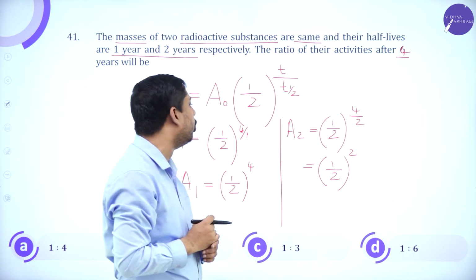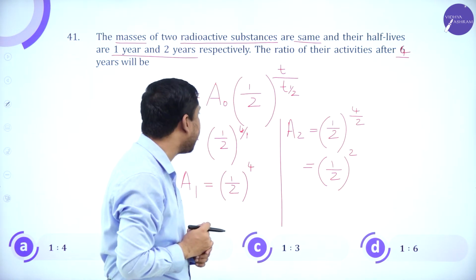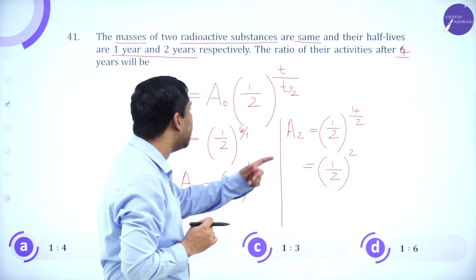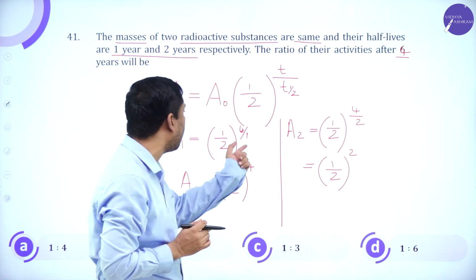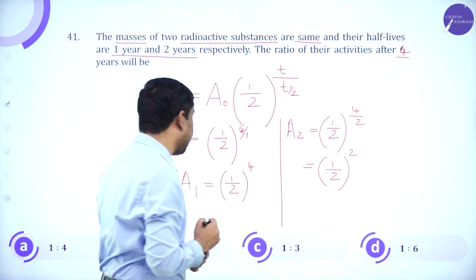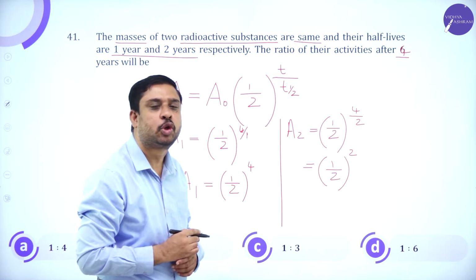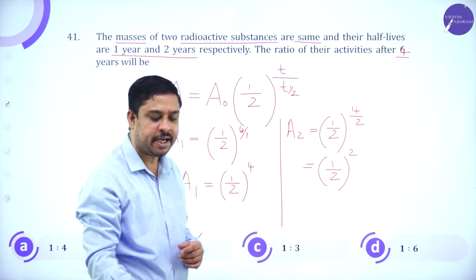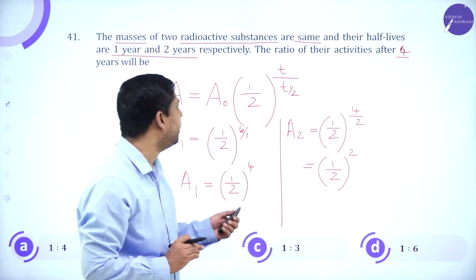A1 by A2. So when I take the reciprocal, it becomes 2 by 4 or 4 by 2. So the answer is 1:2. 2 by 4 you get. So 1:2 will be the answer.